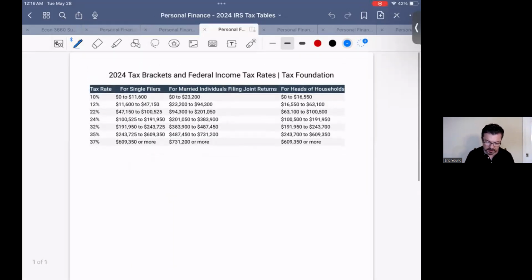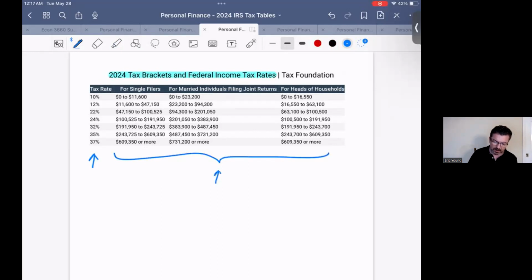This right here for the year 2024 is the federal income tax brackets. Let's take a look and dissect a couple of things here. First thing you see here are the tax rates. We currently have in America 7 different tax rates: 10%, 12%, 22%, 24%, 32%, 35%, and a top marginal rate of 37%.